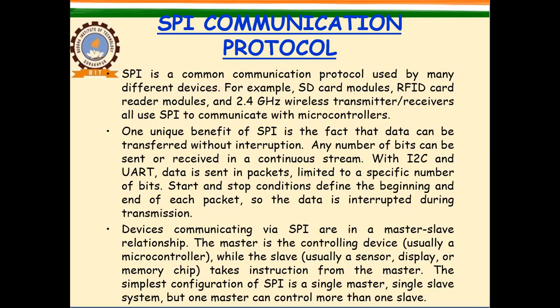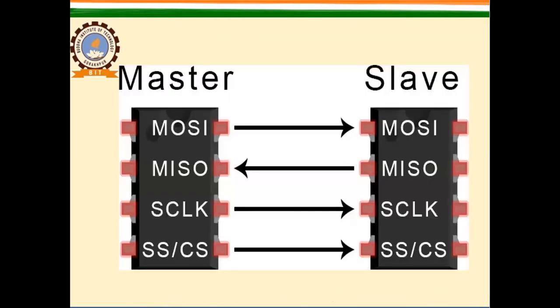The simplest configuration of SPI is a single master, single slave system. So when we are talking about the simplest SPI, it can only have one master and one slave. But in practice, one master can control more than one slave. So in SPI, there is a provision for one master and several slaves.